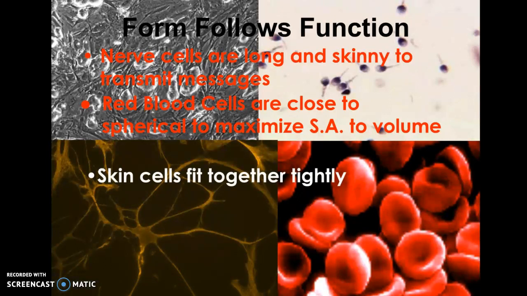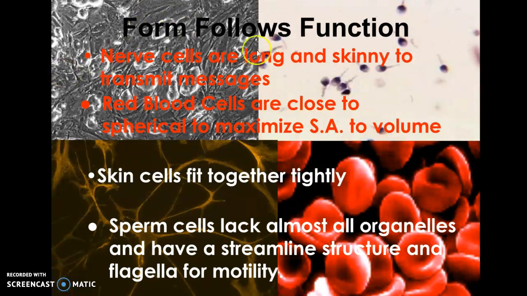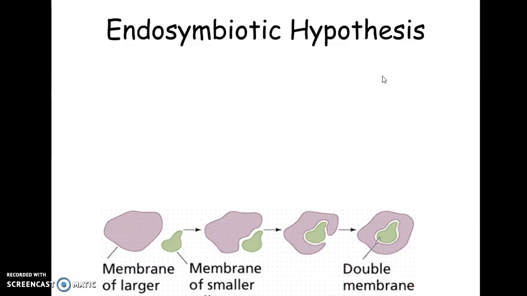Skin fits really tightly together. It's our protective barrier, so it's important that those cells are packed tightly. And sperm cells are tiny, and they actually are super streamlined. They have no organelles except for really the DNA in the chromosomes. It's because they want to make it really far and really fast.